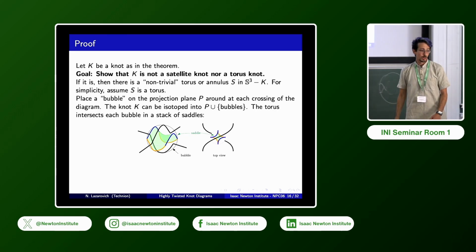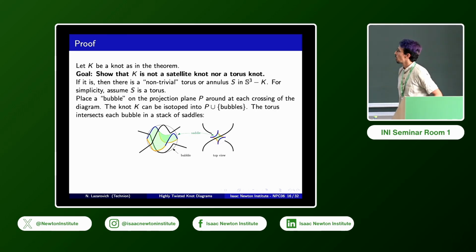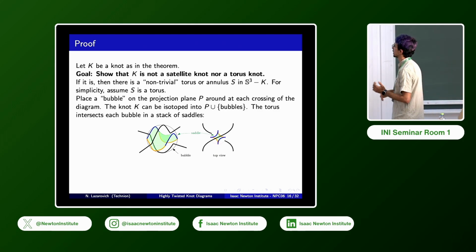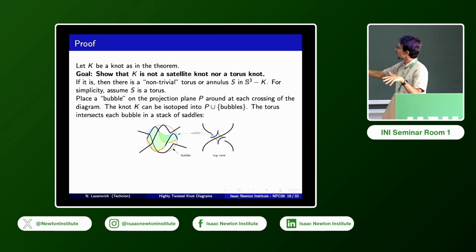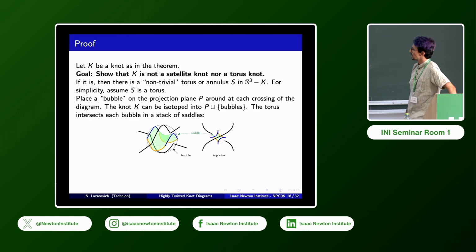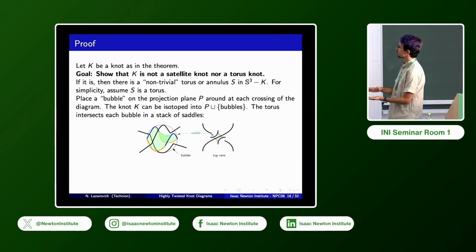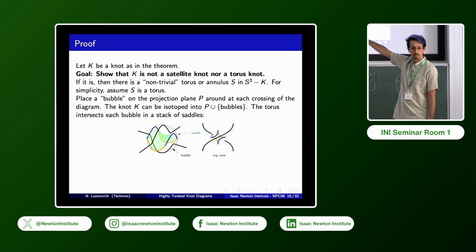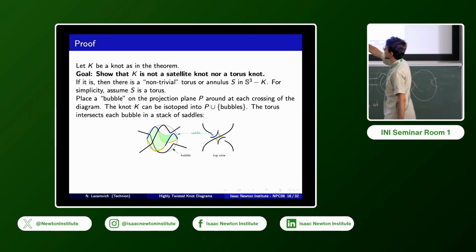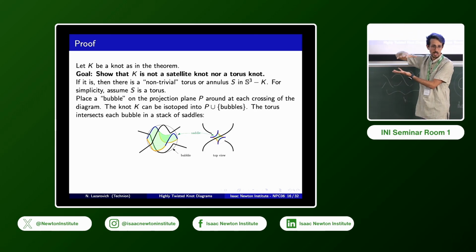Okay, and now we have our torus, which somehow lives in the complement of this knot. By assuming that it intersects the plane and those bubbles transversely, we can assume that the torus, when it intersects each one of the bubbles, intersects it in a little saddle, like in this picture, or maybe several of them. It would be a stack of saddles. This one.